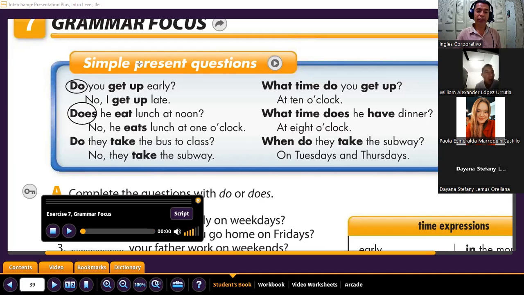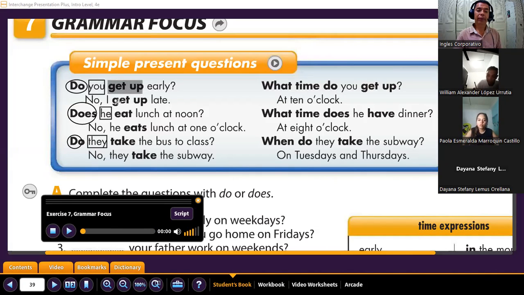Okay, second, we have the subject, you. Excuse me, they. And then we have the verb, right? Get up, eat, and take. Then the complement, which is not important in the structure. Do is the auxiliary, you is the subject, and get up is the verb. Three things: auxiliary, subject, and verb. Now let's go to the next one.